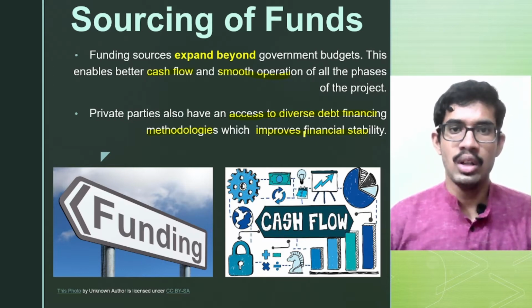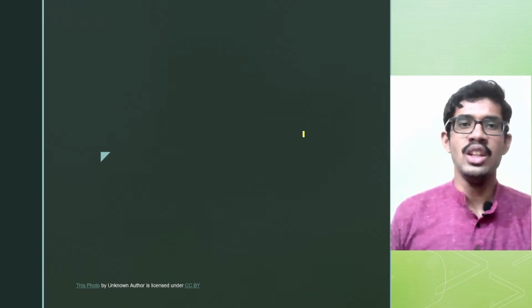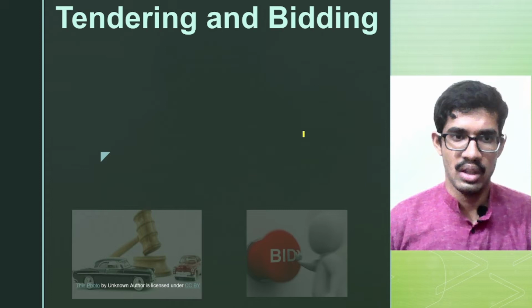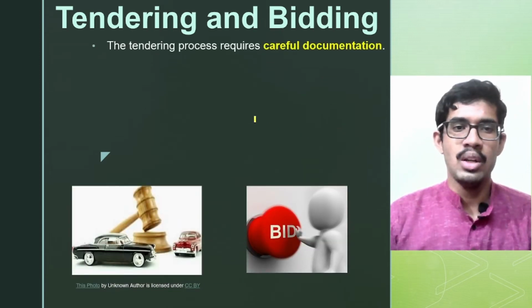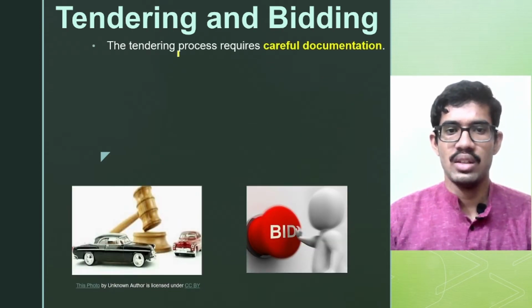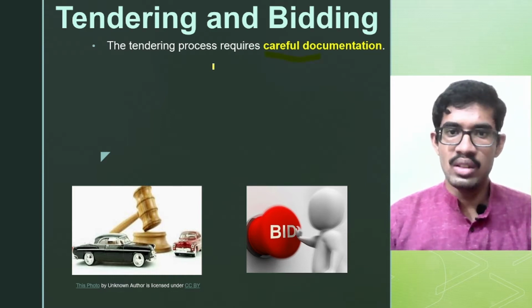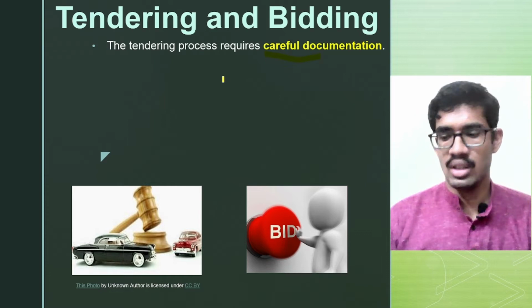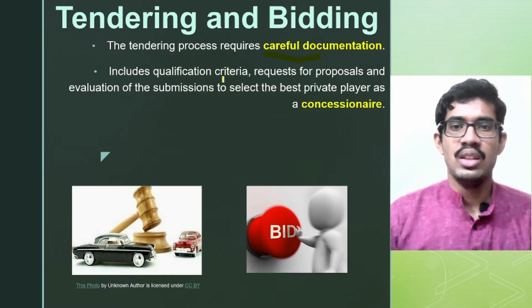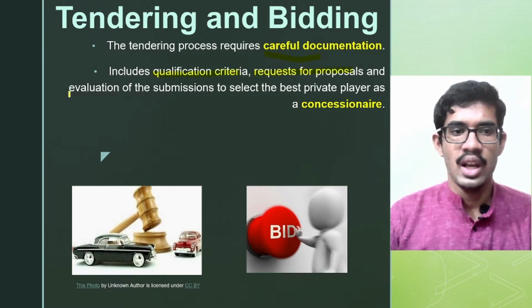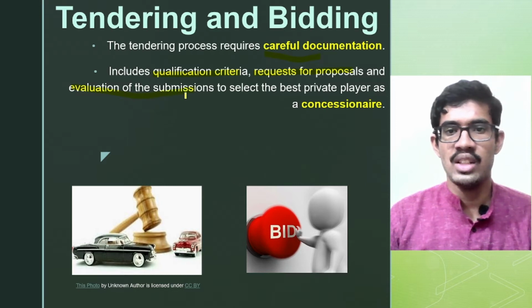So this was all about sourcing of funds. After learning about the sourcing of funds, now let us learn about tendering and bidding. The first important point in the case of tendering and bidding is that it requires careful documentation. Why we need this careful documentation is because it should include the qualification criteria, requests for proposals, and evaluations of submissions to select the best private player as the concessionaire.